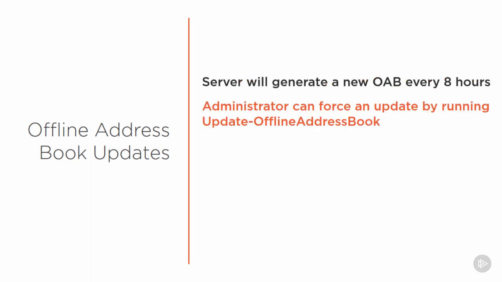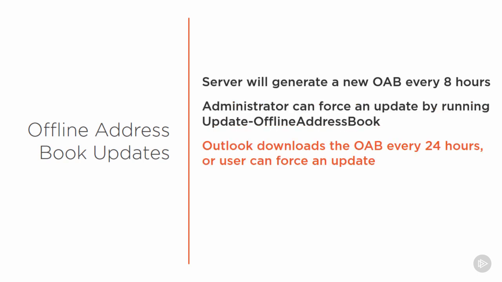Updates to the offline address book are generated by the server roughly every 8 hours. The administrator can force an update by running the Update-OfflineAddressBook cmdlet if they need to. Outlook clients will download the offline address book approximately every 24 hours. The user can force an update if they want to through their Outlook send/receive settings.